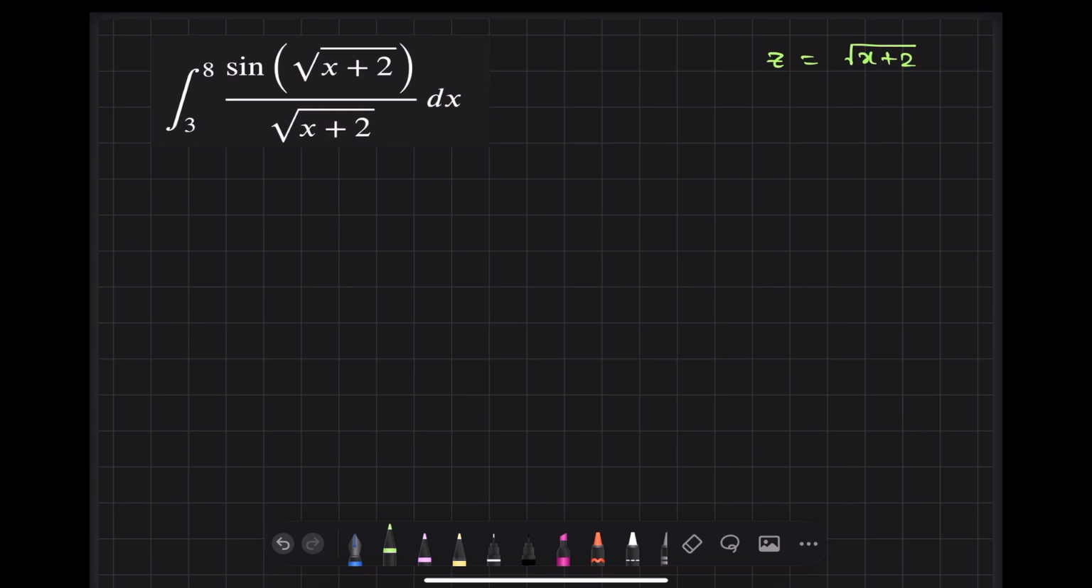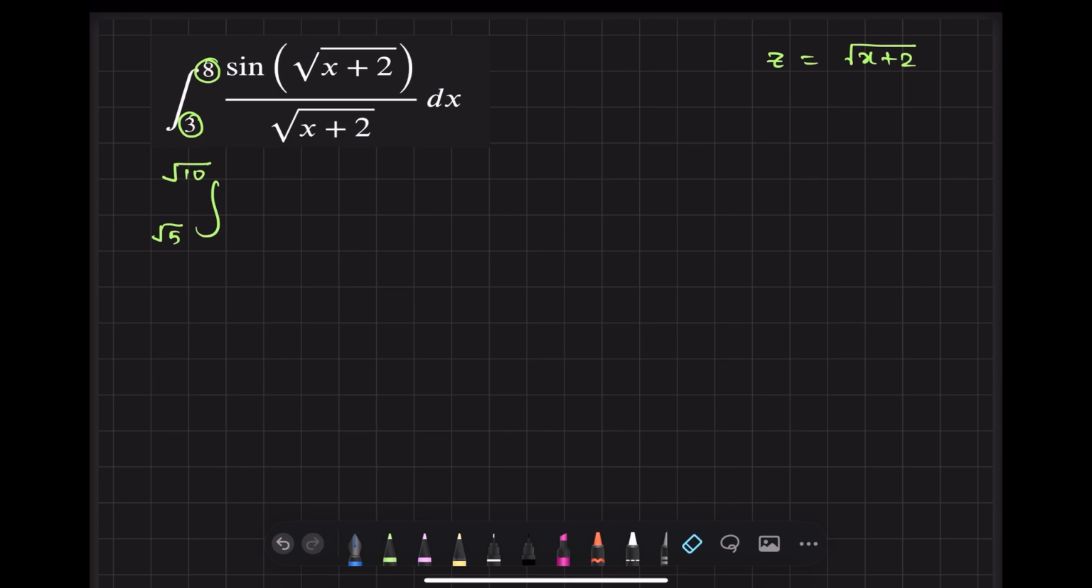Now, you know that after assuming something as z, the limit got changed. Okay, so what is the lower limit? Lower limit is 3. So if x is 3, z will become what? Root 5. So look at this, your lower limit will now become root 5. What is the upper limit? 8. So 8 plus 2 will become 10. So root 10. So this is how your upper limit and lower limit will be influenced.